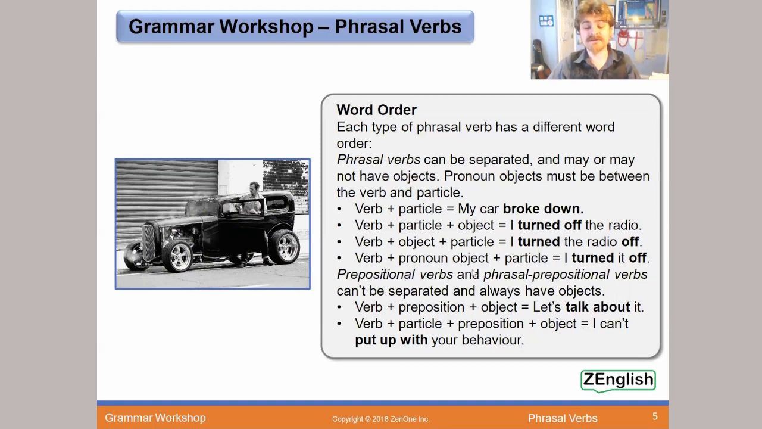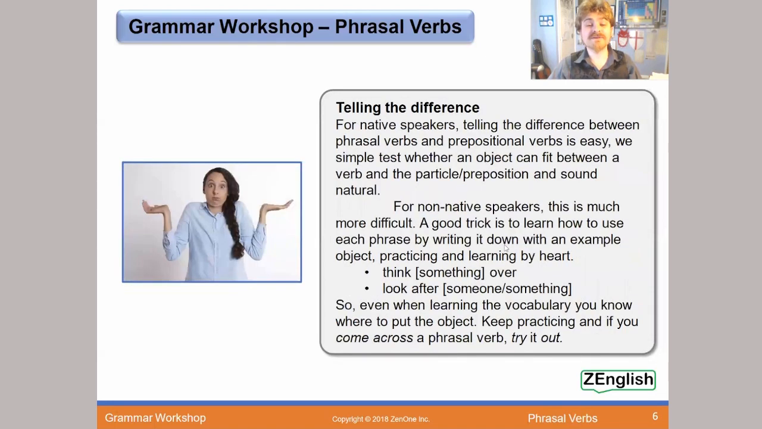Now, prepositional verbs and phrasal prepositional verbs, so the three-part ones, can't be separated, and they always have objects. So verb plus preposition plus object, let's talk about it, right? Or verb plus particle plus preposition plus object. I can't put up with your behavior. Okay, don't worry, this can be really difficult to remember. So how do we tell the difference?